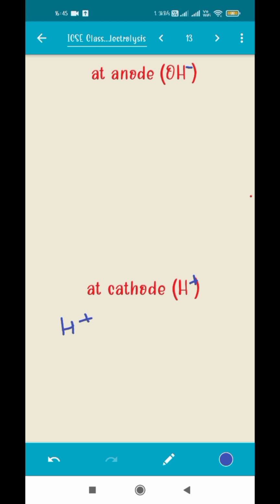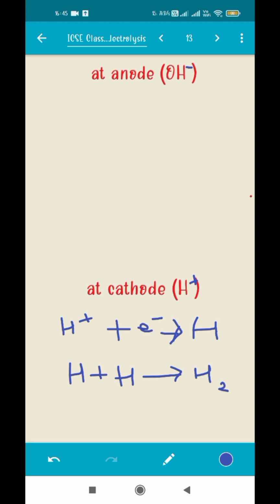Let us see first. H plus ions are going out there. As you can see, H plus ion has one electron less in it. That means one electron has to be added. So one electron is added, and on addition we are getting hydrogen atom, H. But as you know, hydrogen cannot exist as a monoatomic gas. So this hydrogen atom will react with another hydrogen atom and form H2, hydrogen molecule. This is what happens at the cathode.